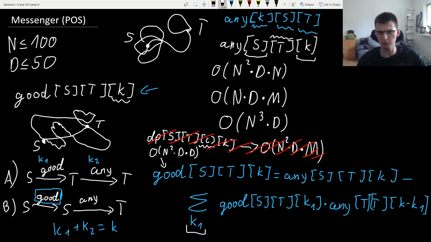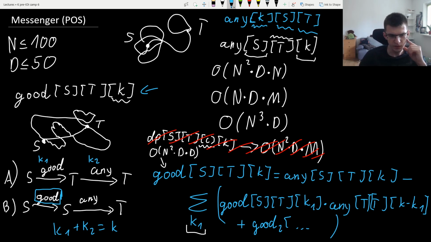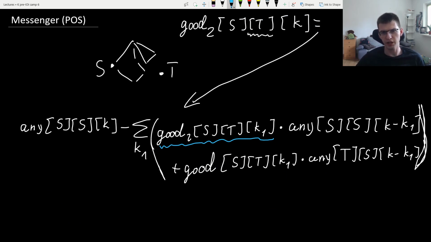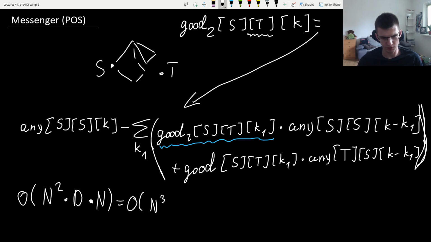And we need the same here. We will here say plus, and we use good2 because we wanted to cover the case B written on the left. And here we have good2 of something, where this something represents going from S to itself without visiting S or T in between. So this is just good2 of S, S, K1 times anything from S to T, just as is written here. And we have now 3 arrays. I'm not sure, maybe it's possible to do that just with 2 arrays, but each of those arrays has n squared times d states, and to compute a new value we iterate over k1. The complexity is O of n cubed times d, which is around 50 million, and it is the intended solution.